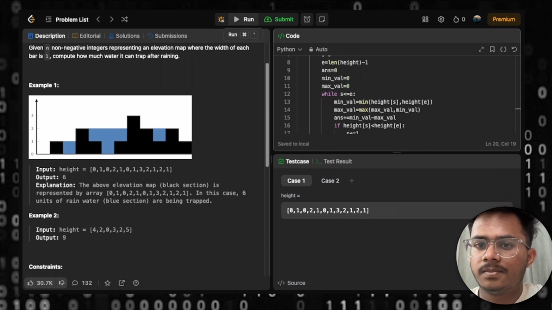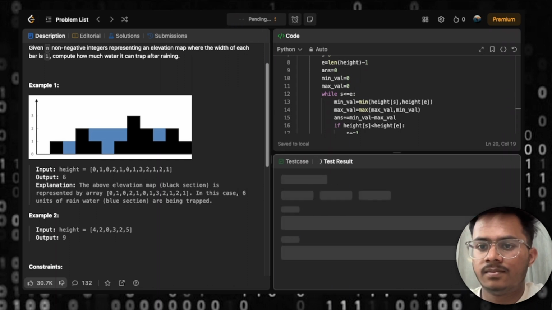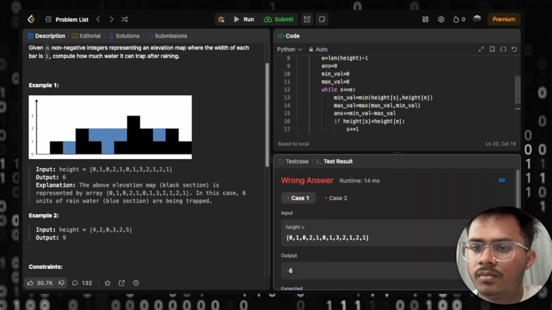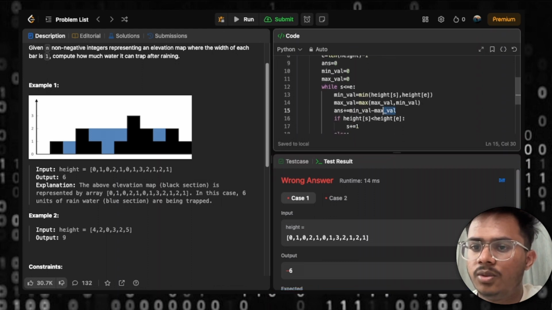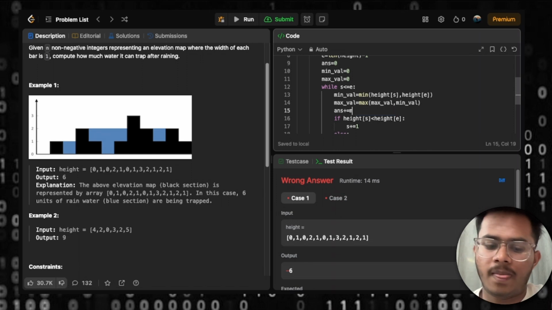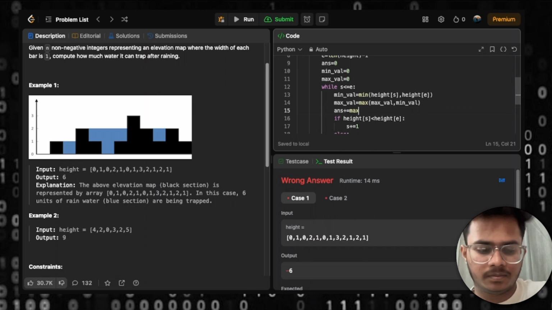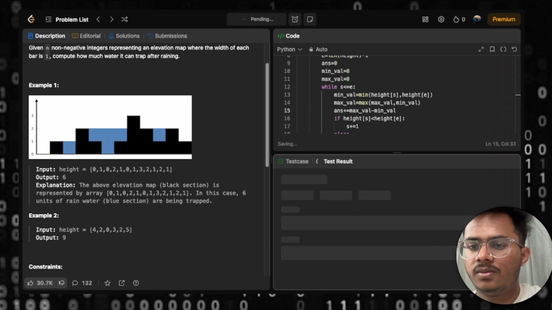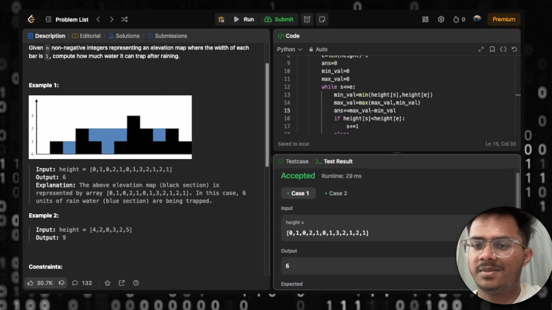Let us run this. Wrong answer. Oh, here we need to subtract the minimum value from the maximum value. For that, we'll do maximum value minus the minimum value. I hope this is going to give us the correct solution. It's accepted. Thank you.